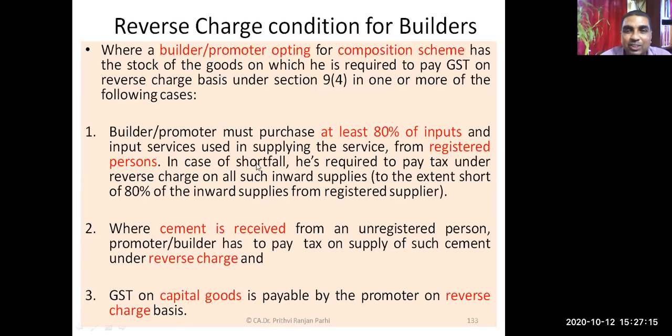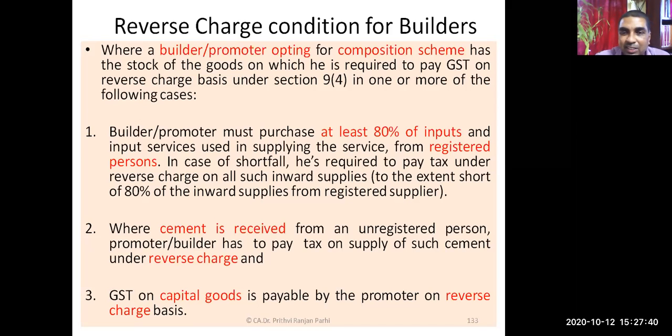If there is any shortfall, he is required to pay tax under reverse charge. Suppose 80% is not from registered dealers, it is from an unregistered party, then he has to pay tax under the reverse charge mechanism on those products. If cement is purchased from an unregistered person, tax has to be paid under reverse charge basis. If some capital goods are also purchased, tax has to be paid on reverse charge basis.